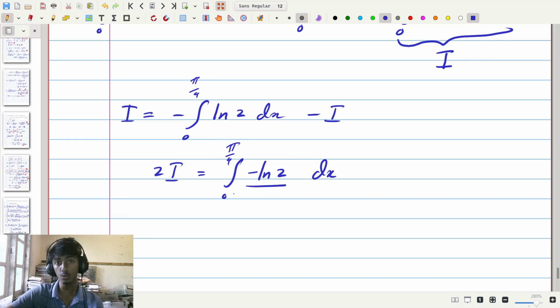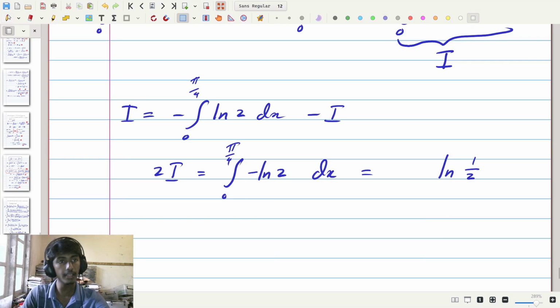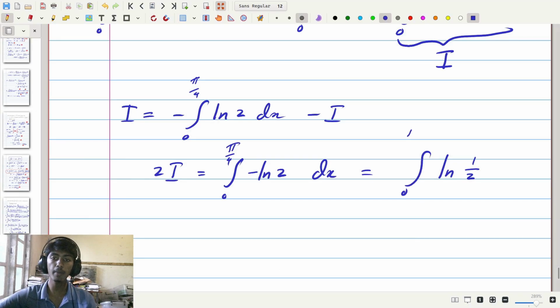Negative logarithm of 2 is a constant, and in fact this value right here is equal to logarithm of 1 over 2. Again, because the logarithm of 1 over a is equal to the negative logarithm of a. So the negative logarithm of 2 is equal to logarithm of 1 over 2. So given that, we can see the value here, 2 times I, is equal to the integral from 0 to pi by 4 of this constant, which is the natural logarithm of a half.